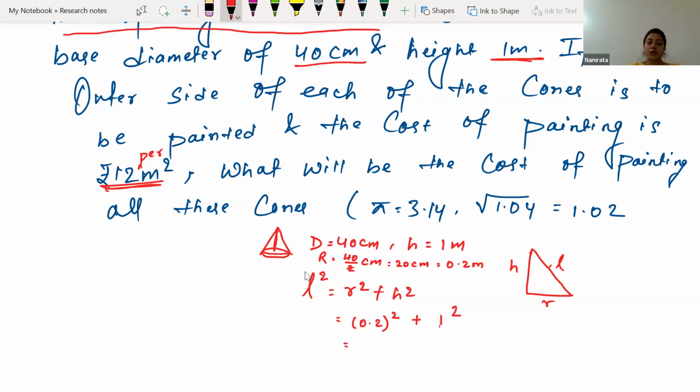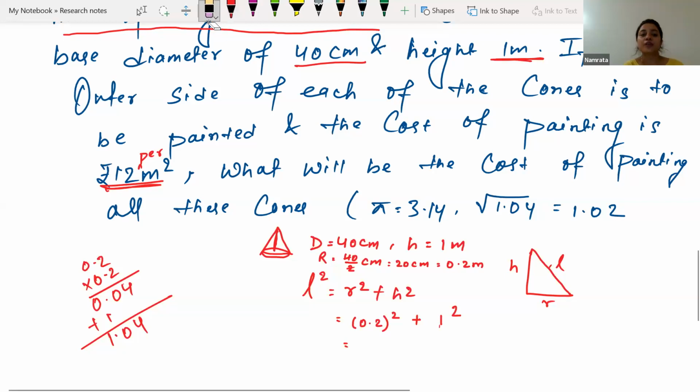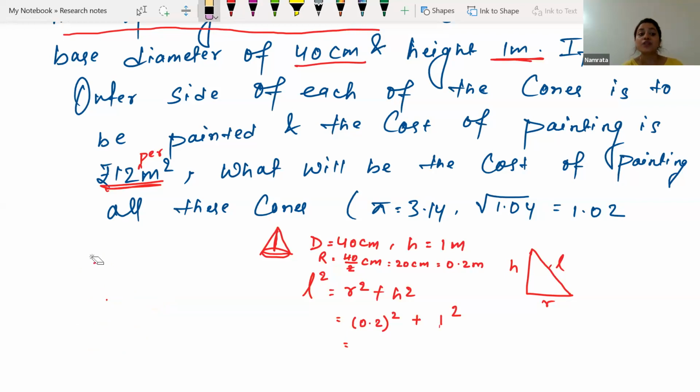So 0.2 square will be, let's do the calculation. 2 times 2 will be 4. If you do the multiplication of 0.2 into 0.2, you will get 4, and then 0.04. So can I say 0.2 times 0.2 will be 0.04? Yes. And plus 1 will be 1.04. Yes, so we got 1.04. The overall calculation on the right hand side is 1.04.